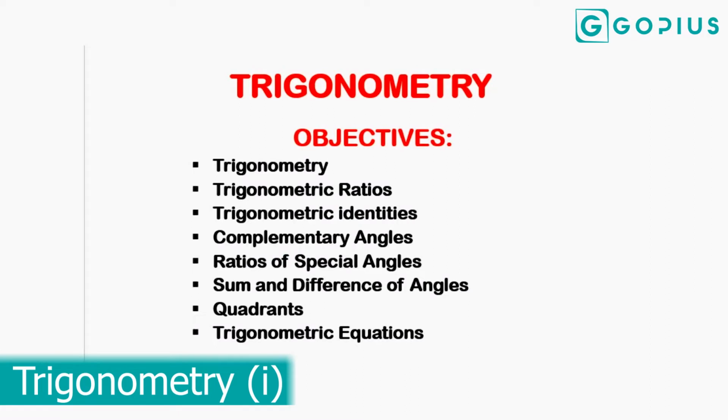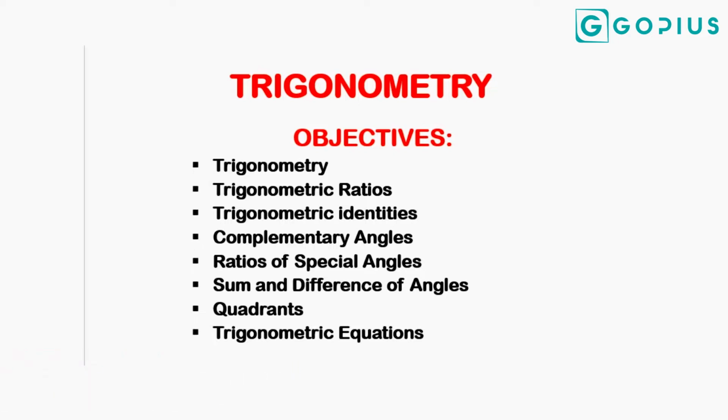On the screen you can see the objective of this session, which is to establish what trigonometry is all about, discuss trigonometric ratios, discuss trigonometric identities, of course establish what we mean by complementary angles, and discuss ratios of special angles, talking about 0 degrees, 30 degrees, 45 degrees, 60 degrees, and of course 90 degrees. These angles are considered special as far as mathematics is concerned.